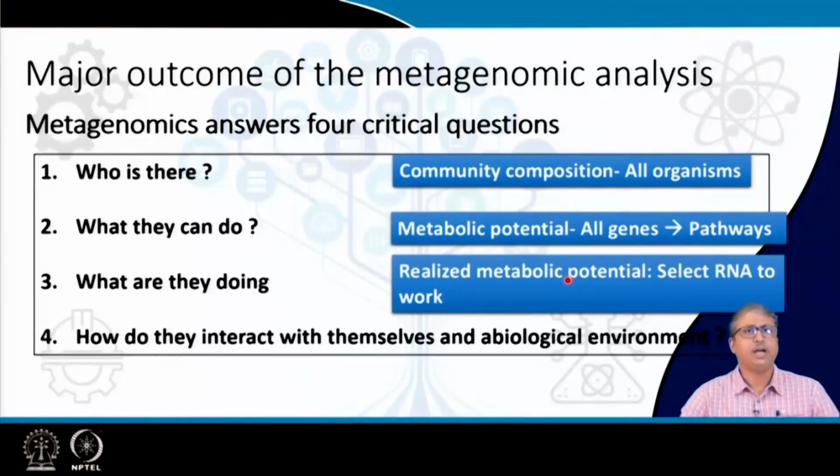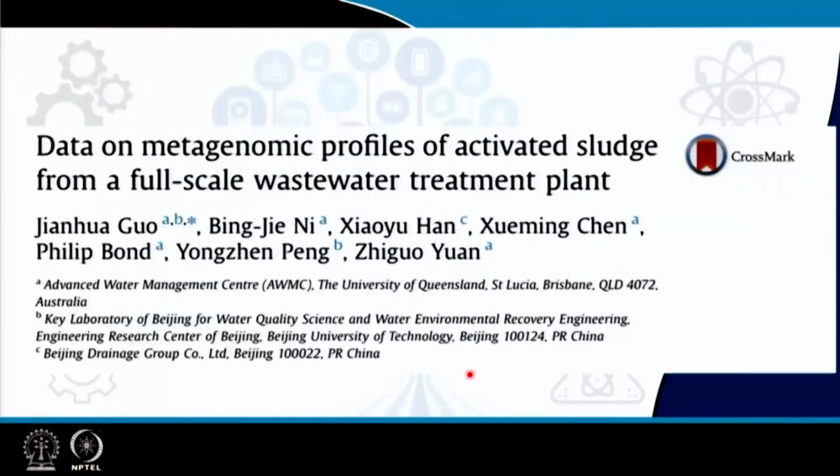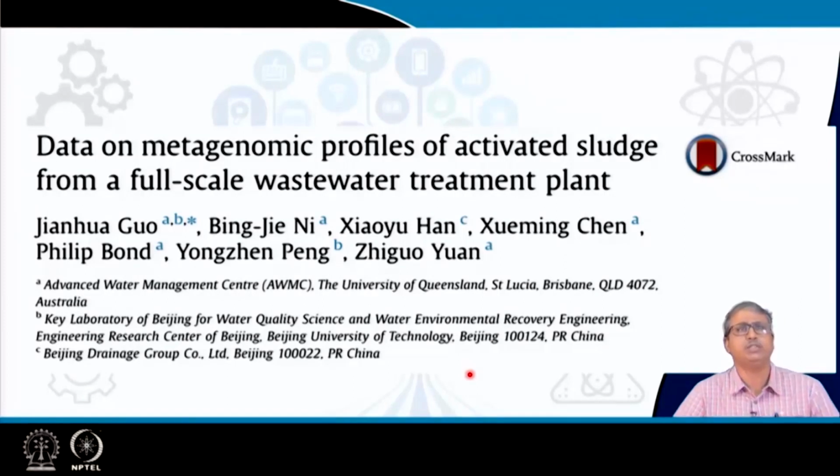And finally, how do they interact among themselves and with the biological environment? Of course, for that we need to have the network and models, and we need to use multiple samples and multiple data sets. Now, I will give you one example from a particular paper on the metagenomic profiles of activated sludge from a full scale wastewater treatment plant.